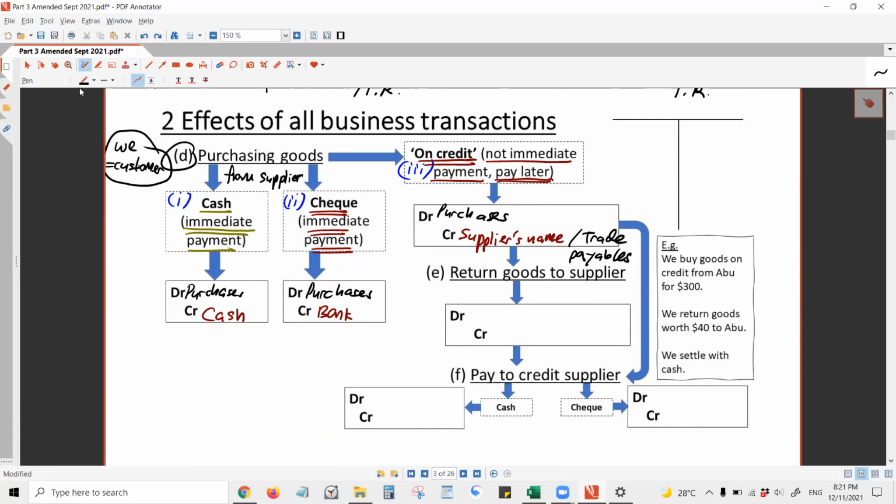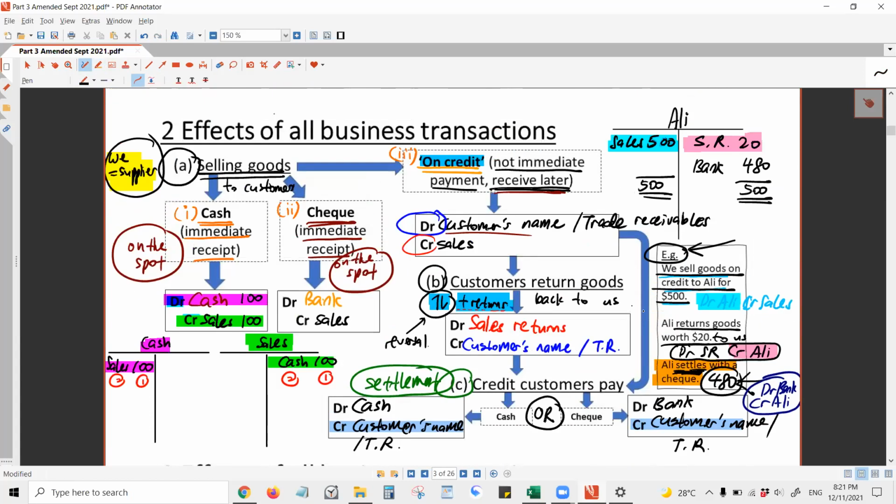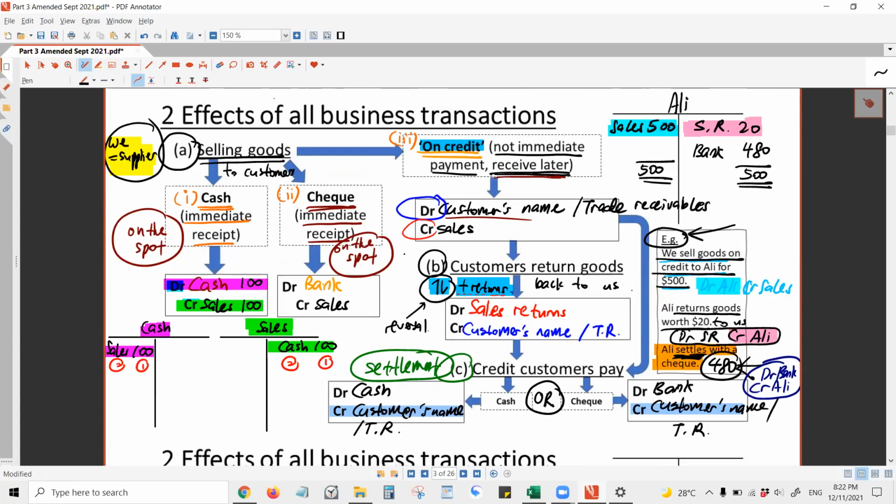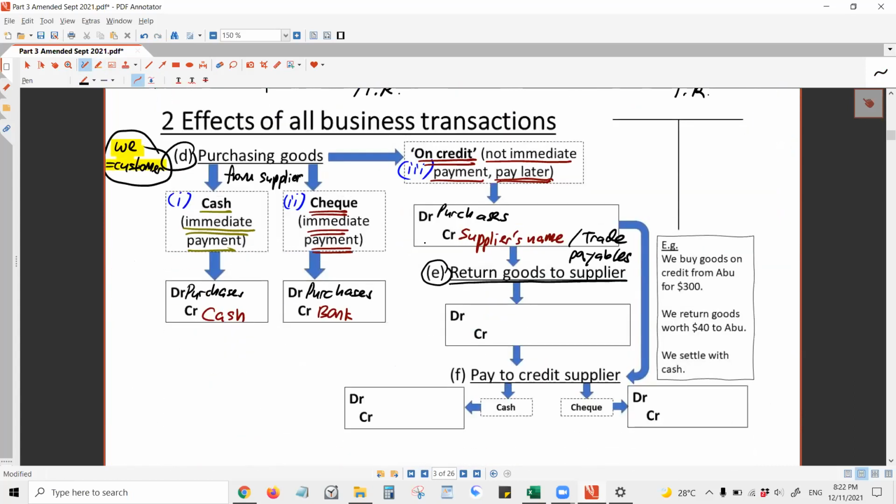So we are now the customer, right? Shall we return goods to the supplier if there's a problem with the goods? Yes. So look at transaction E. When we return goods back to the supplier, what would the double entries be like? The technique is the same as the one you use for the one on top here, transaction B. When a customer returns goods to us, you do reversal, then you add the word returns. And here is the same. You do reversal, then you add the word returns.